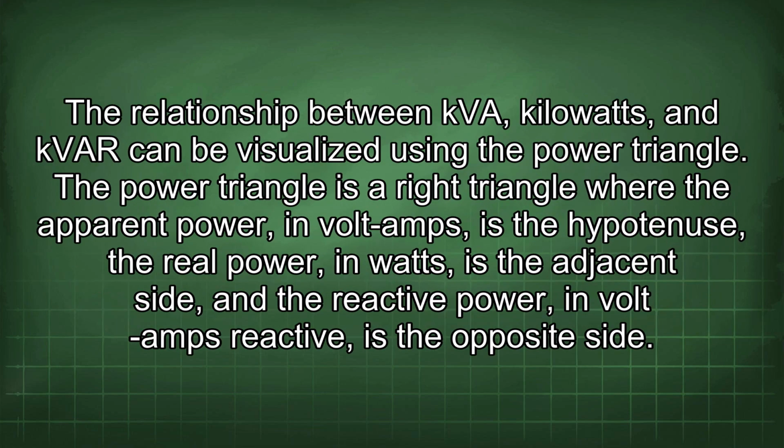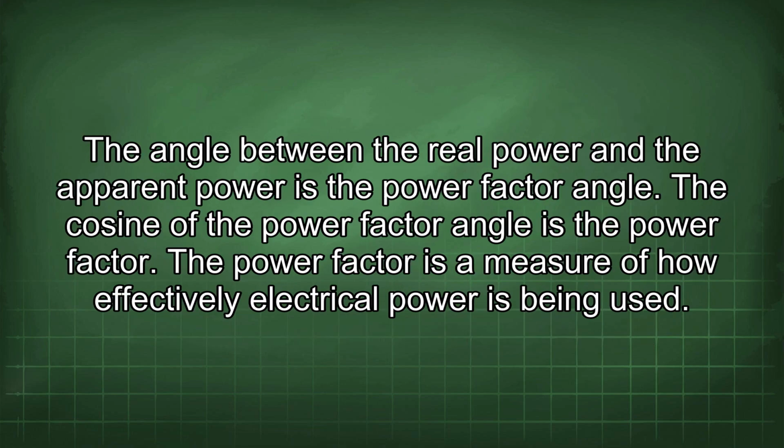The relationship between kVA, kilowatts, and kVAR can be visualized using the power triangle. The power triangle is a right triangle where the apparent power, in volt-amps, is the hypotenuse, the real power, in watts, is the adjacent side, and the reactive power, in volt-amps reactive, is the opposite side. The angle between the real power and the apparent power is the power factor angle. The cosine of the power factor angle is the power factor.